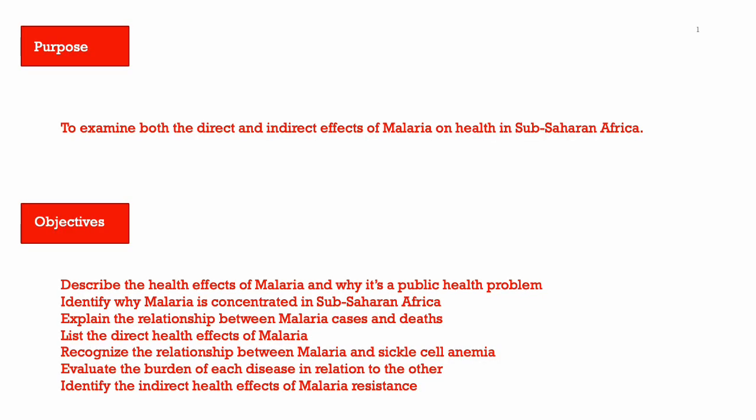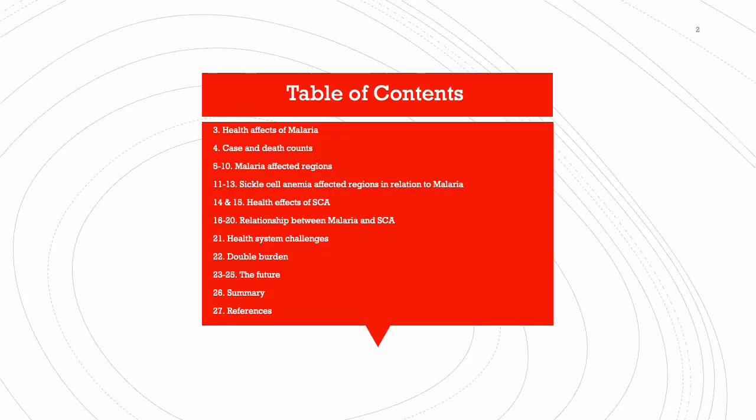The purpose of this presentation is to examine both the direct and indirect effects of malaria on health in Sub-Saharan Africa. The objectives include describing the health effects of malaria and why it's a public health problem, identifying why malaria is concentrated in Sub-Saharan Africa, explaining the relationship between malaria cases and deaths, listing the direct health effects of malaria, recognizing the relationship between malaria and sickle cell anemia, evaluating the burden of each disease in relation to the other, and identifying the indirect health effects of malaria resistance.